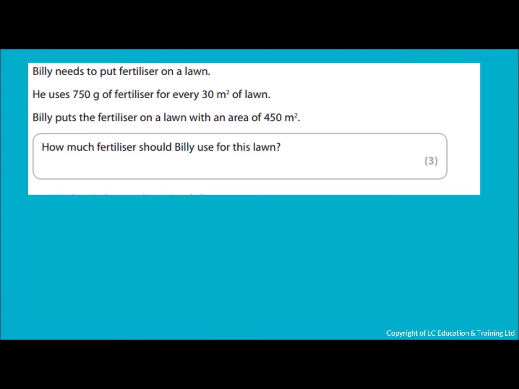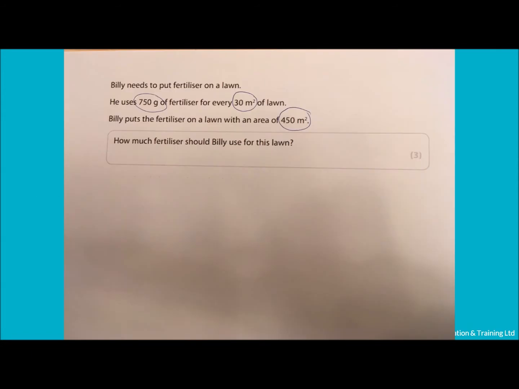Going to look at a new example now. So do pause this one, have a read through. 3-mark question. Okay, let's see how to do it.